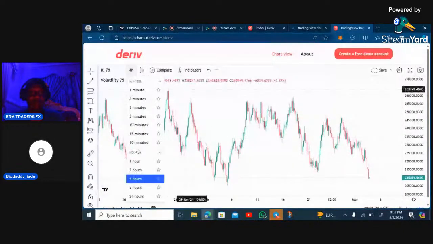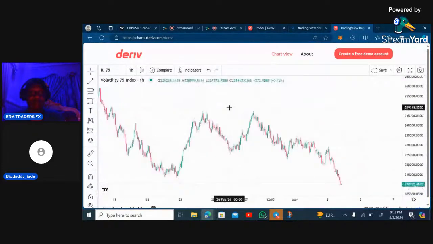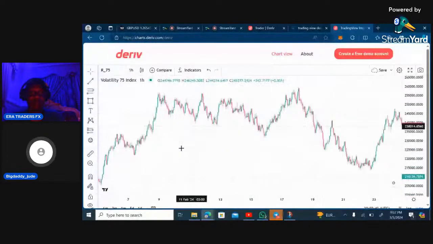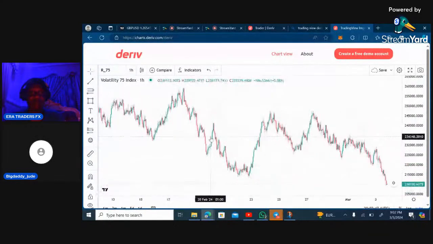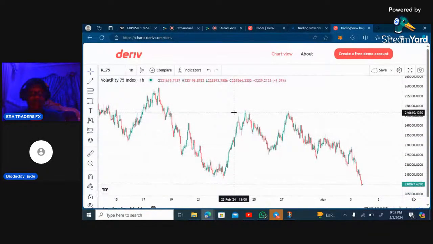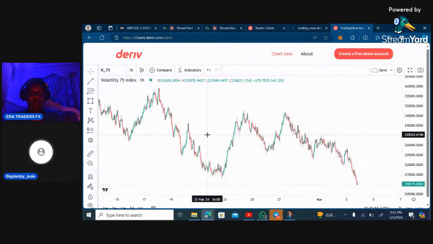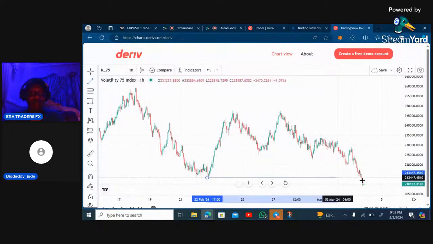So let me come down to my 1 hour time frame. On the 1 hour time frame, I'm seeing the same thing. I'm seeing a series of lower lows, lows being taken out, retracements to a valid point. Okay, this low again was swept. This low was swept again.